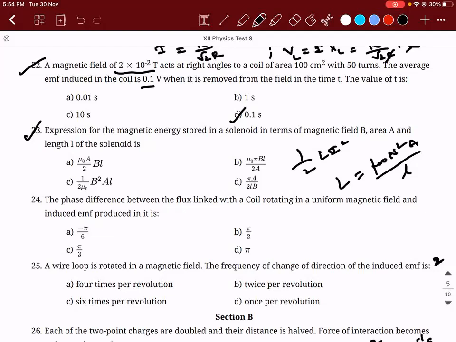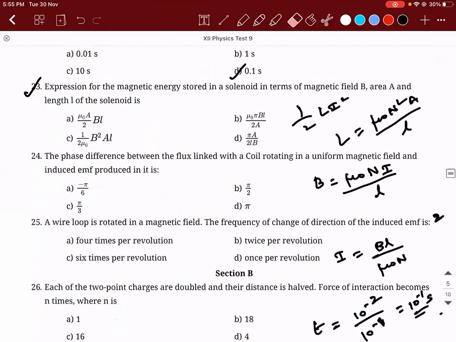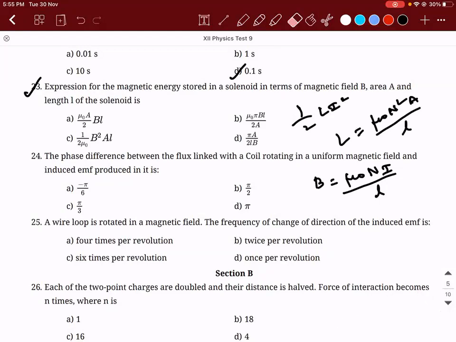Okay, in terms of magnetic field also they want it. What is the value of magnetic field? It is mu naught into capital N into I divided by l. So what do we need to eliminate? Capital N is not needed, and I is also not needed. So I will be equal to B into l divided by mu naught into capital N.